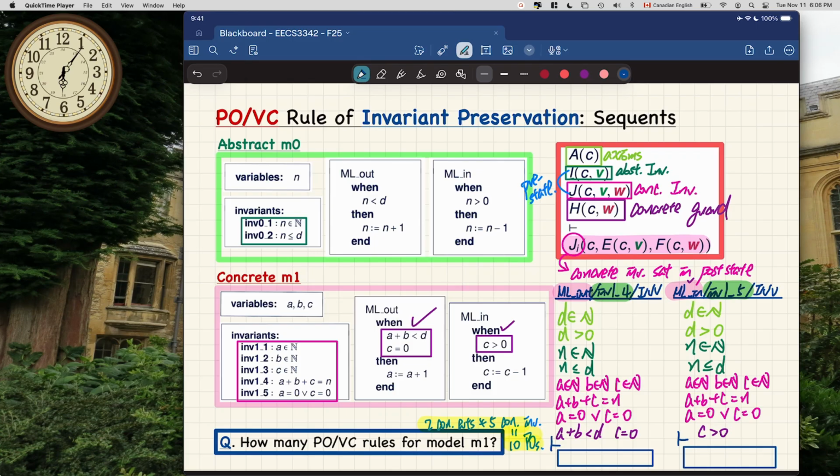And for the left-hand side, right here, we talk about the post states for invariant 1, 4. Invariant 1, 4 is here, okay? So let's now try to write them out. So let's say this is star. Basically, invariant 1, 4 in the post states is going to be A prime plus B prime plus C prime equals N prime. Okay, let's put it down first.